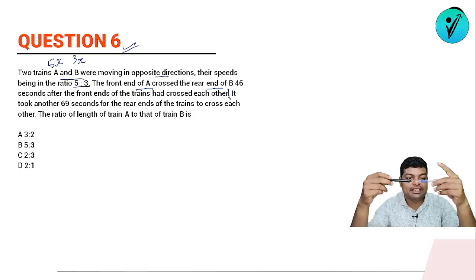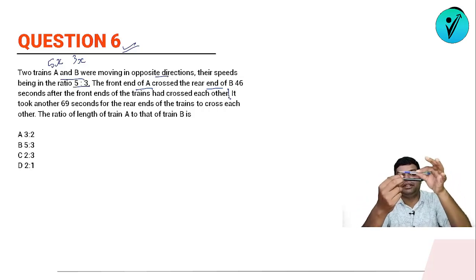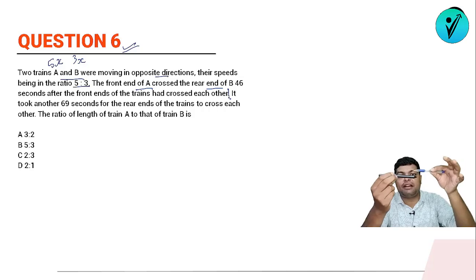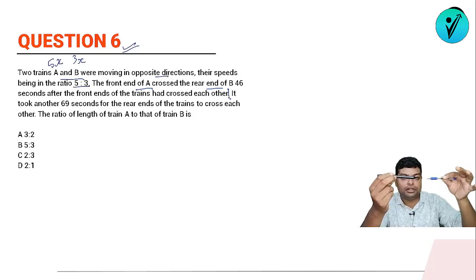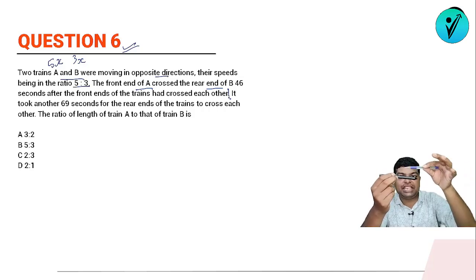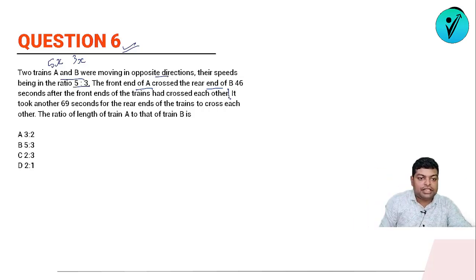Now what it says is that the front end of A, suppose this is train A, the front end of train A crossed the rear end of B. So the front end of train A is coming to the rear end of train B. When the front end of A is coming to the rear end of B, it means that it is covering a distance equivalent to the length of train B. So to cover a distance equivalent to the length of train B, the two trains are taking 46 seconds of time.